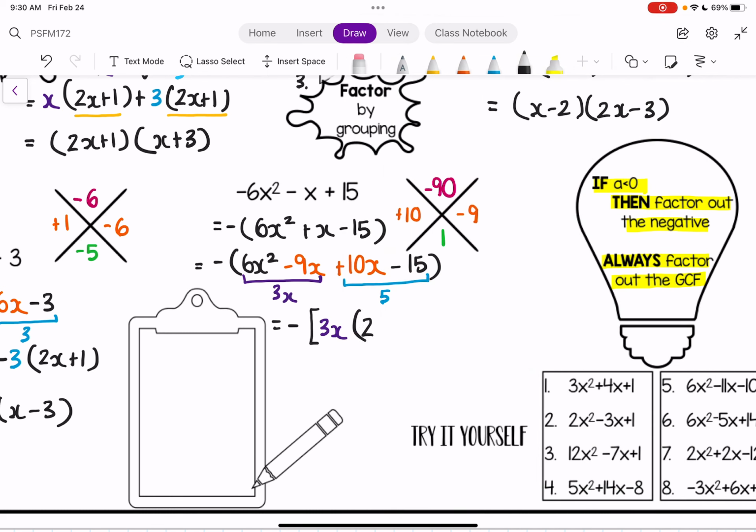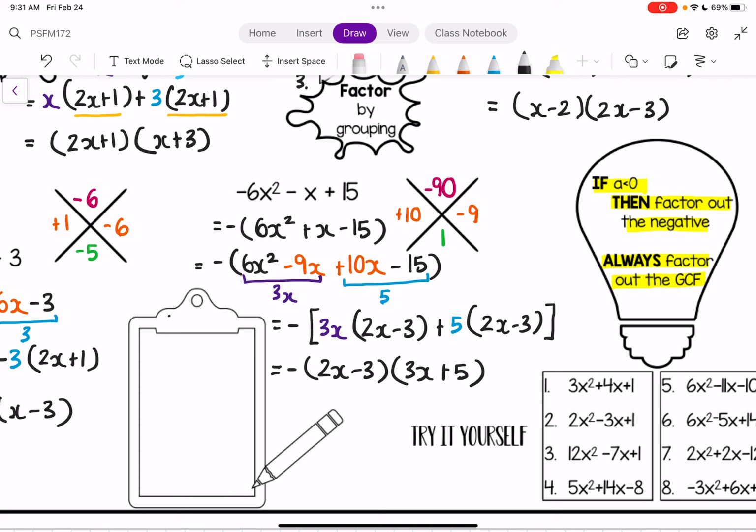And now we will have 2x minus 3. We have a plus. And then again, 2x minus 3. Close those square brackets. In the next step, my square brackets are going to go away, because now I have my negative. I put my common bracket. And then I have 3x plus 5. So let's write down the steps that we have done.